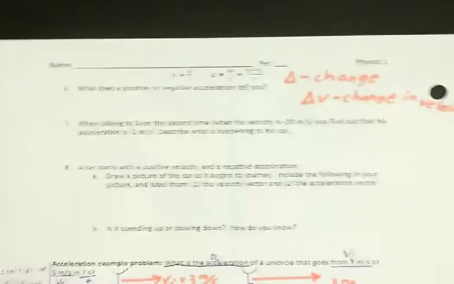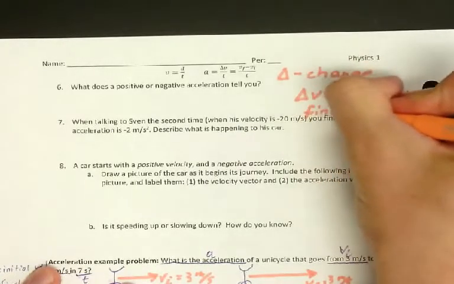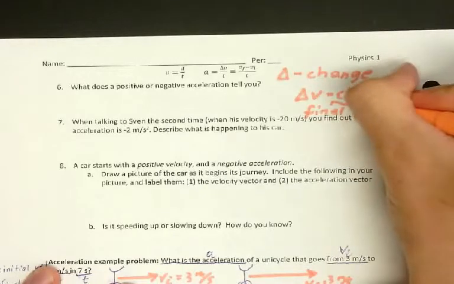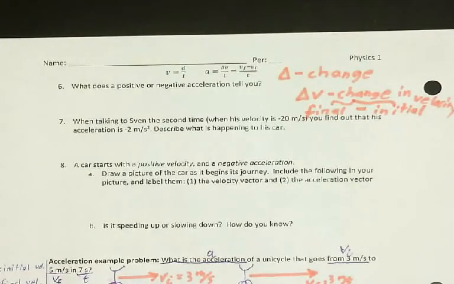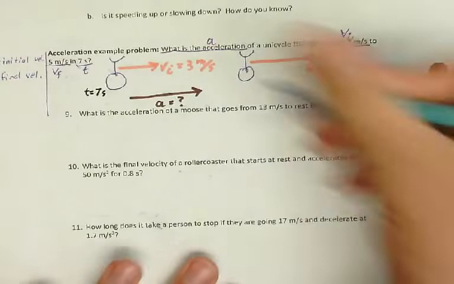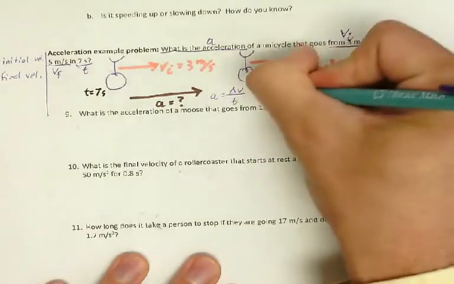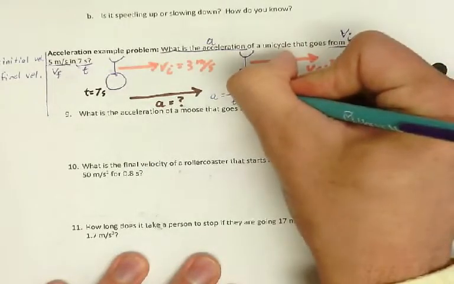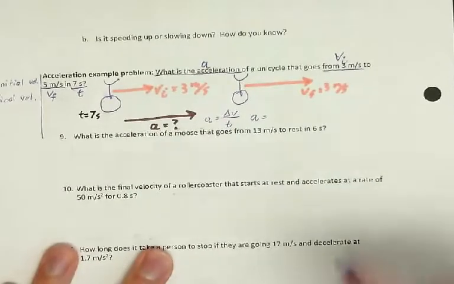So how do I find a change in velocity? The way I find a change is always final minus initial. So, since we're talking about acceleration, we're going to use the acceleration equation. The equation I need is A equals delta V over t. The way I find that is A equals change in velocity, final minus initial. And I even wrote it up here too, so you don't have to memorize it. It's on there, but I want you to get familiar with the terminology.